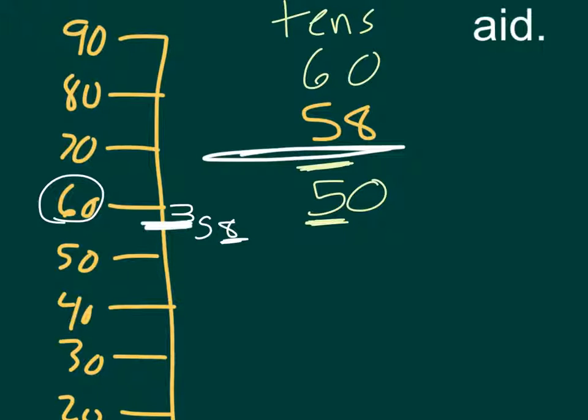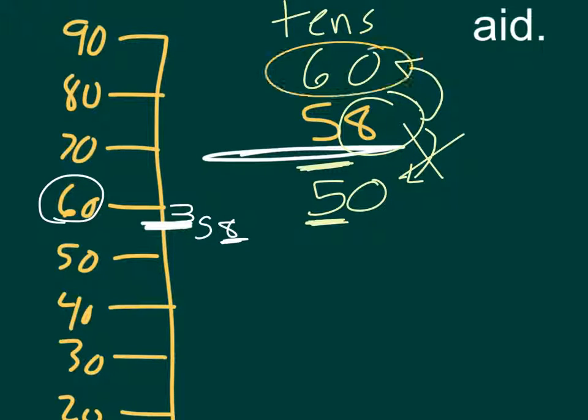Then I'm going to look at my next door neighbor, which in this case is the ones place, just to the right, and it's going to tell me whether I'm closer to 50 or 60. I could say my rhyme if I want. 0 through 4 hit the floor. No, that's not 0 through 4, so it's not going to round down. Or 5 through 9, climb the vine. Yes, that is between 5 and 9. It is going to round up to 60. So I got the same answer either way.